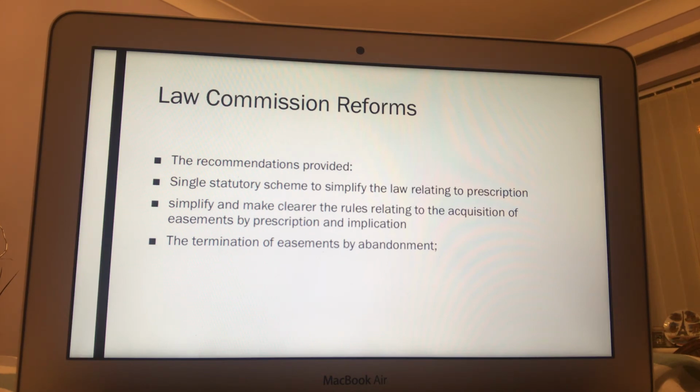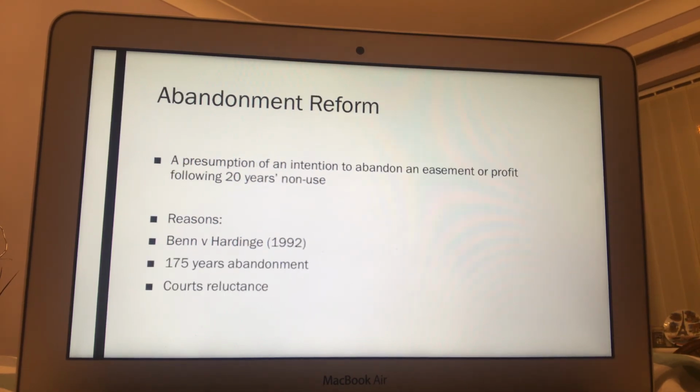I will now go on to examine the reforms that can be made for easements. Abandonment reform. The Law Commission have recommended to presume an intention to abandon an easement or profit à prendre following a continuous period of 20 years non-use.